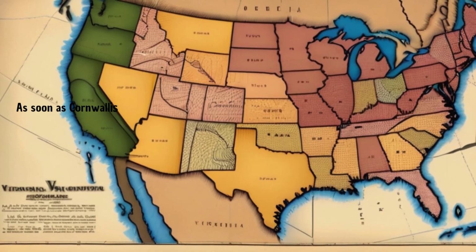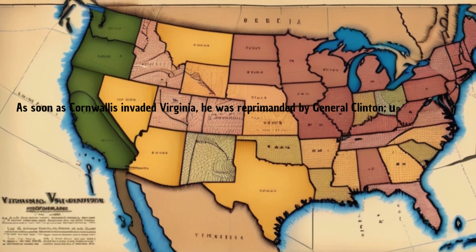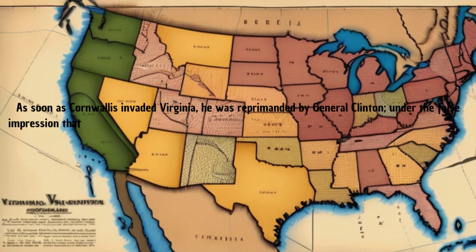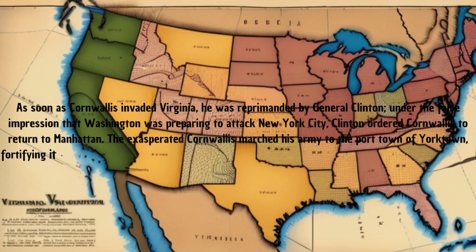As soon as Cornwallis invaded Virginia, he was reprimanded by General Clinton. Under the false impression that Washington was preparing to attack New York City, Clinton ordered Cornwallis to return to Manhattan. The exasperated Cornwallis marched his army to the port town of Yorktown, fortifying it as he awaited the Royal Navy to pick him up. The Patriots sensed a perfect opportunity.